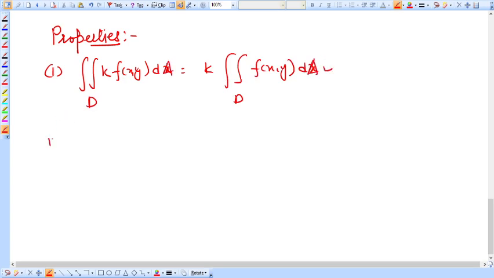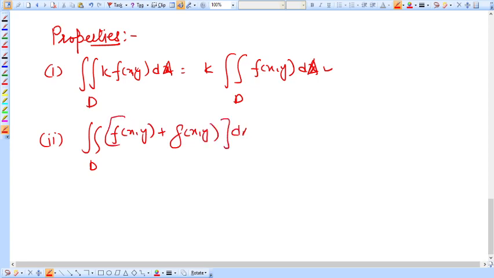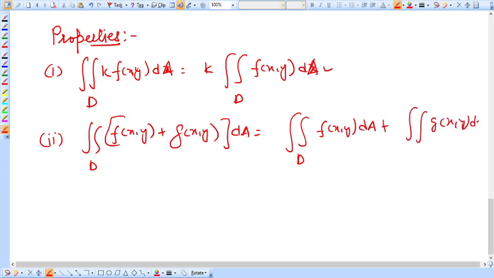Second property is that the summation of two functions, or addition of two functions, can be bifurcated in the case of double integration, as we do in single integration, right? So it can be written as the integral over D of f of xy dA plus the integral over D of g of xy dA. We can write it in this way.